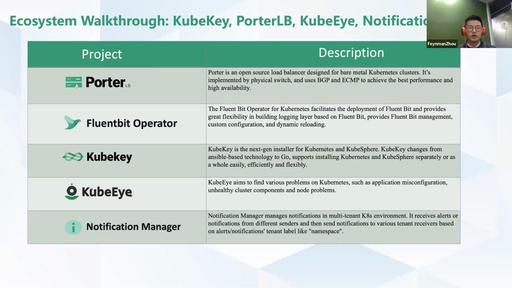As well as KubeKey, which we have also included in the previous slides. KubeKey is the next generation installer for Kubernetes or KubeSphere installation. And KubeEye aims to find various problems on Kubernetes, such as application misconfiguration, unhealthy cluster components, and node problems. All of these tools and solutions are open source and free, so you can find and install them from github.com/KubeSphere.